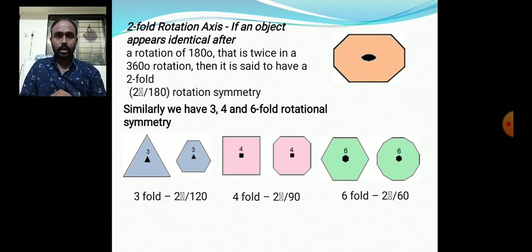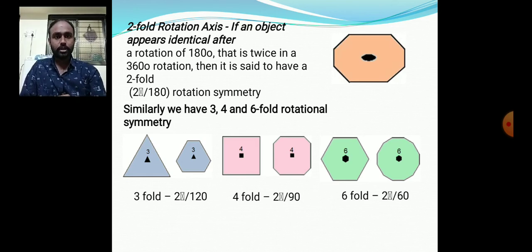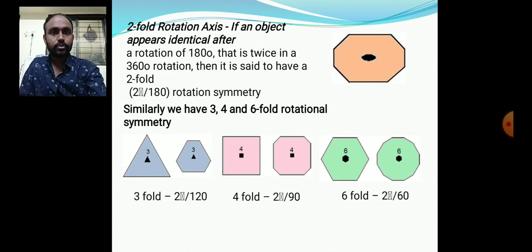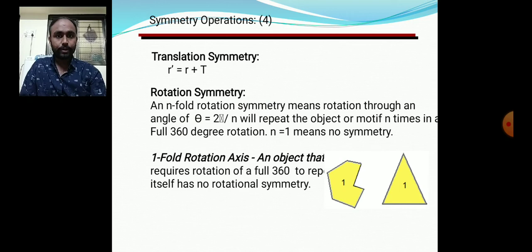Now let us consider this triangle was earlier like this, and I want the same image after some rotation. If I rotate it by how many degrees? 60 degrees? Now how to check this? It is three-fold symmetry, so substitute the value of n, which is 3. So 2 pi divided by 3. 2 pi is what? 360, divided by 3. So what will be the value of theta?